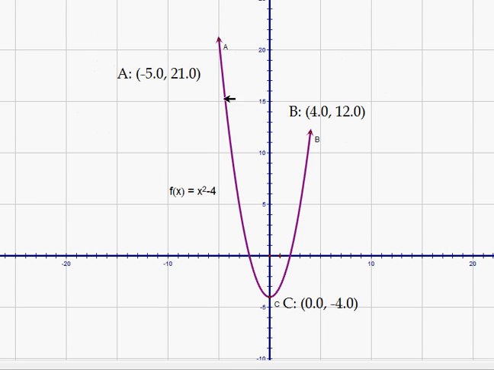In this case, you knew it was a parabola, so you know that this had to be a local max point. Let's take a look at the next one.